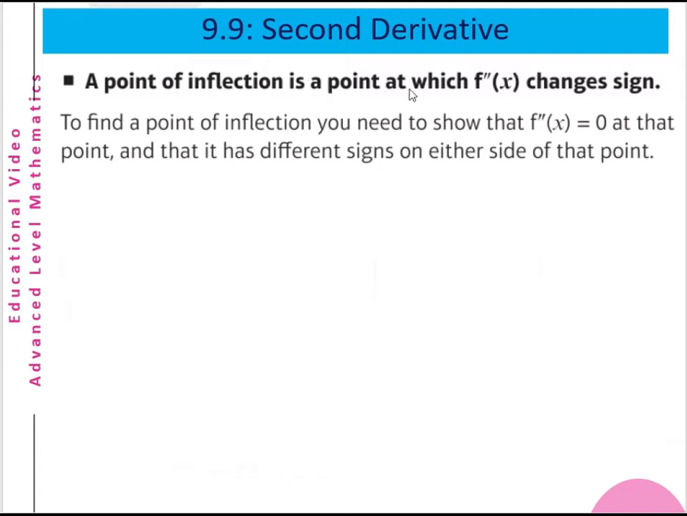So a point of inflection is a point at which f''(x), the second derivative of the function, changes sign. To find a point of inflection, you need to show that f''(x) equals 0 at that point, and it has different signs on either side of the point. This is a very important concept. You not only need to show that f''(x) equals 0, but you have to substitute two values from the two sides, and they must give different signs. That means the left-hand side is concave and the right-hand side should be convex, or vice versa. Otherwise, this point is only a turning point, maybe a maximum point or minimum point.